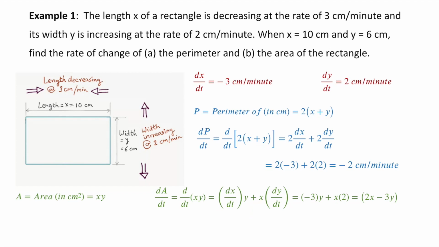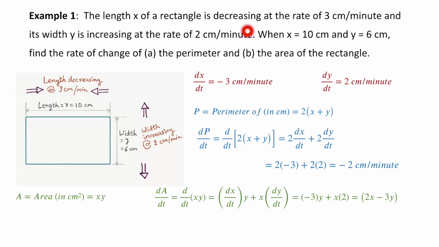And we know that dx/dt is minus 3, times y, plus x times dy/dt, which is plus 2. And we get this time an expression for dA/dt, which is a function of x and y. So, unlike dP/dt, which was a constant no matter what the value of x and y is, dA/dt is not a constant. It depends on the value of x and y. And we know that because x and y change with respect to time, the rate of change of area with respect to time would be different at different points in time.